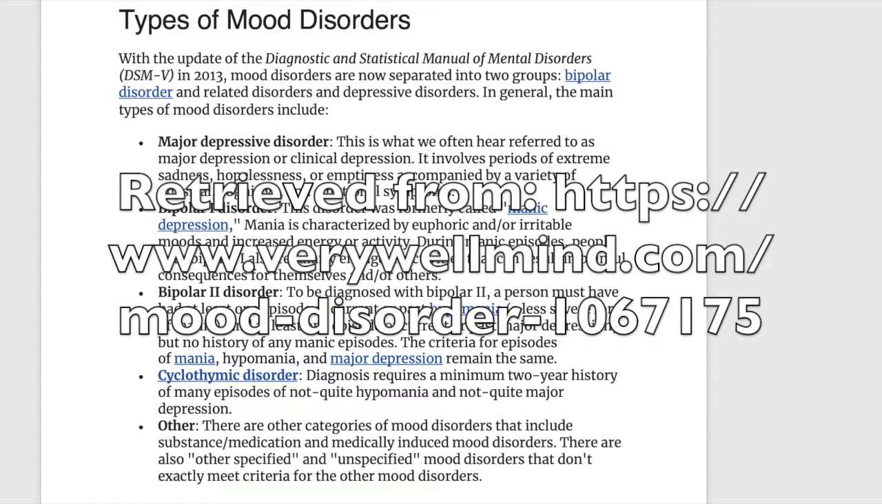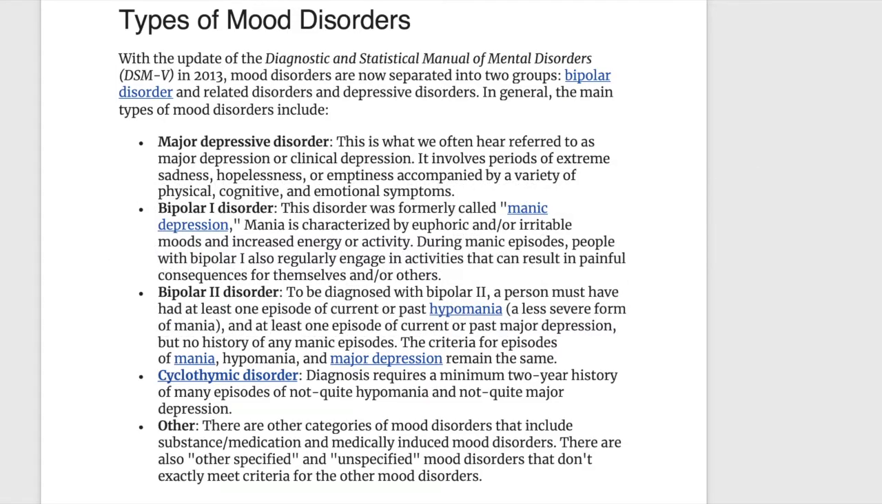Since the DSM-4, there has been a shift. Now in our new DSM, mood disorders are separated into two groups: bipolar and related disorders, and depressive disorders. In general, the main types of mood disorders that are discussed are major depressive disorder, bipolar 1, bipolar 2, cyclothymic, and other.